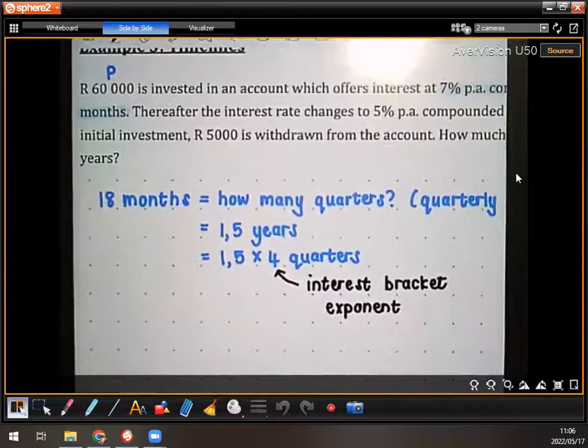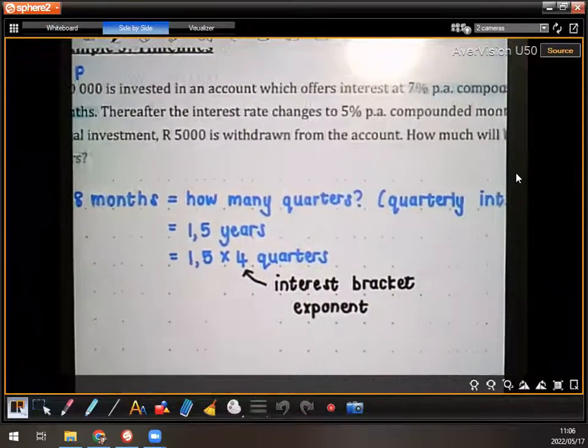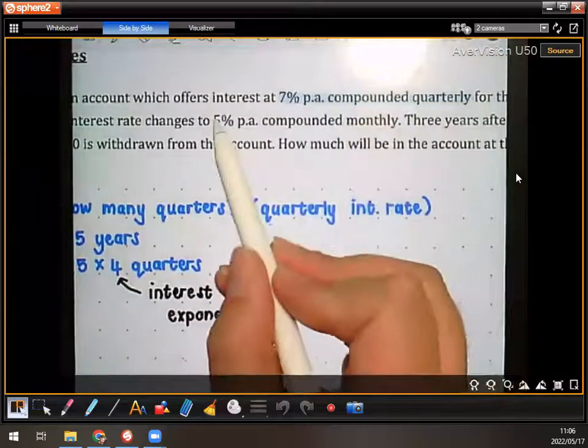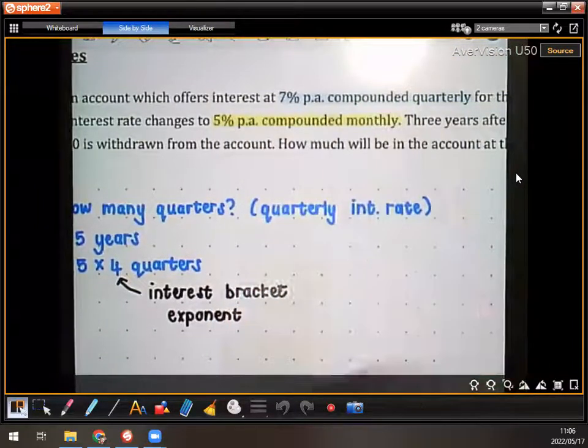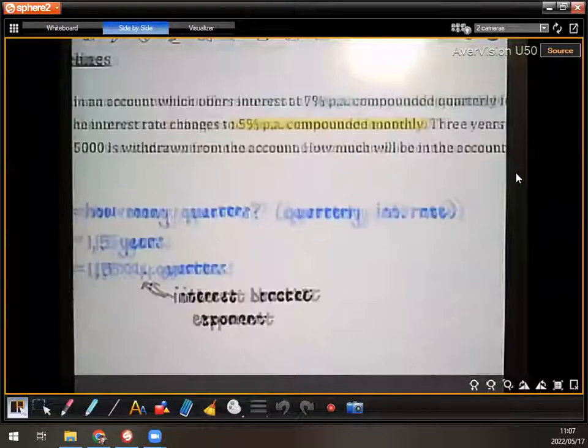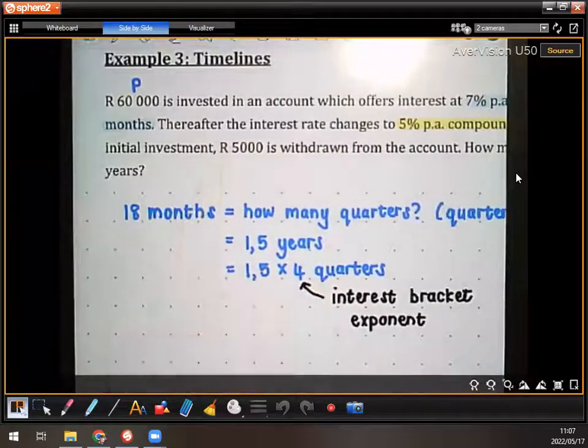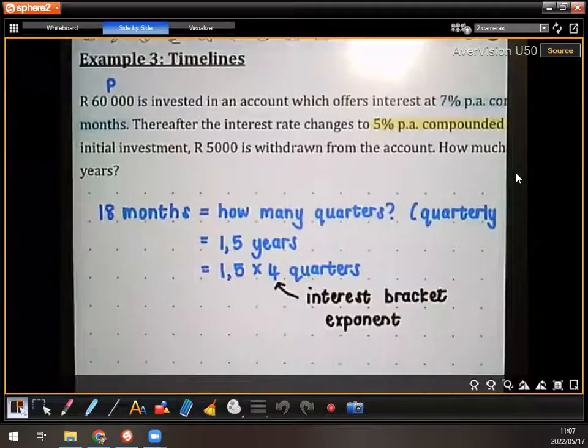All right, then he's saying thereafter the interest rate changes to 5% per annum compounded monthly, for however many months are left after that. Now they're saying 3 years after the initial investment, 5,000 Rand is withdrawn from the account.